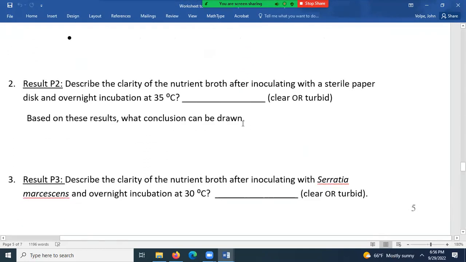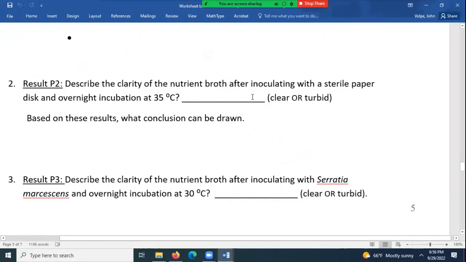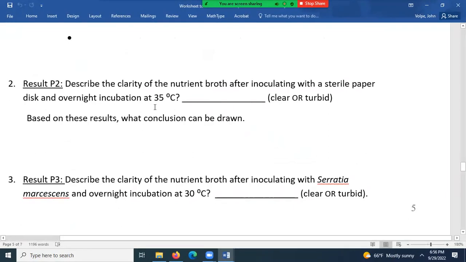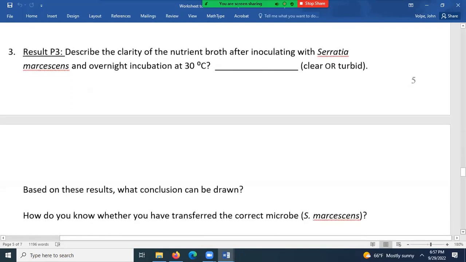For result 2, describe the clarity of the nutrient broth after inoculating with a sterile paper disc and overnight incubation at 35. Was the tube clear or turbid? Based on these results, what conclusion can be drawn? For procedure 3, answer question 3. The results for procedure 3: describe the clarity of the nutrient broth after inoculating with Serratia marcescens and overnight incubation at 30 degrees Celsius. Was it clear or turbid? So your answer should be either clear or turbid, by the way. And then give your conclusion.